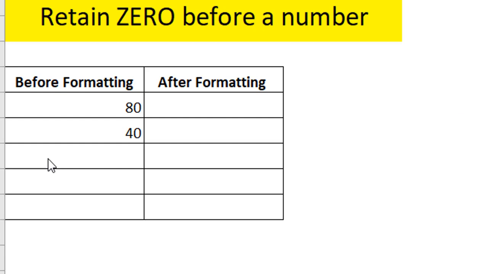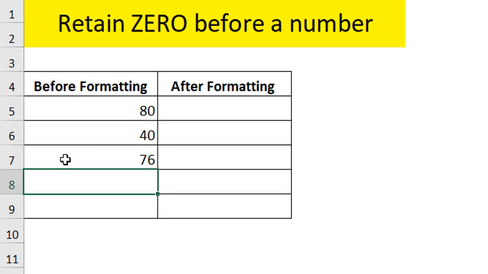Let's get started. For example, I'm typing 076. When I hit enter, it becomes only 76. Why Excel magically removes all these leading zeros is the next question. Say, for example, 056, it removes it again. 049, because Excel considers 080 and 80 as the same.